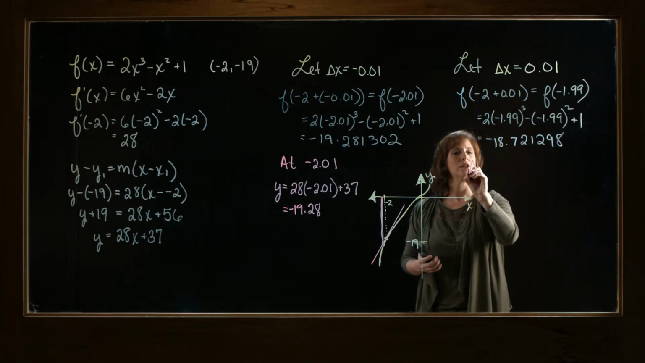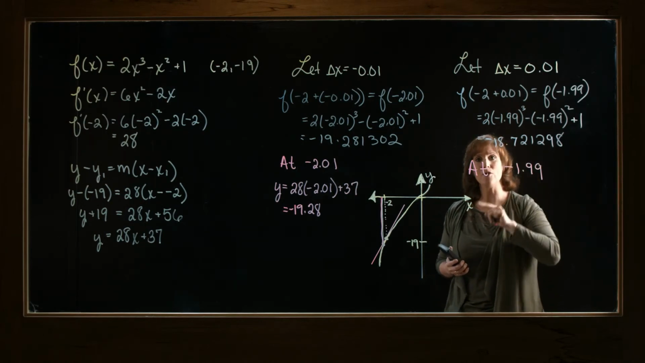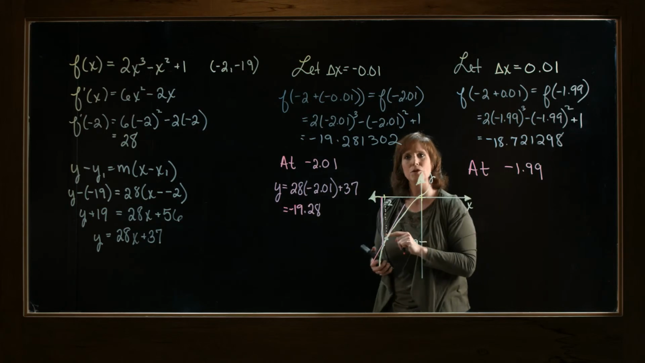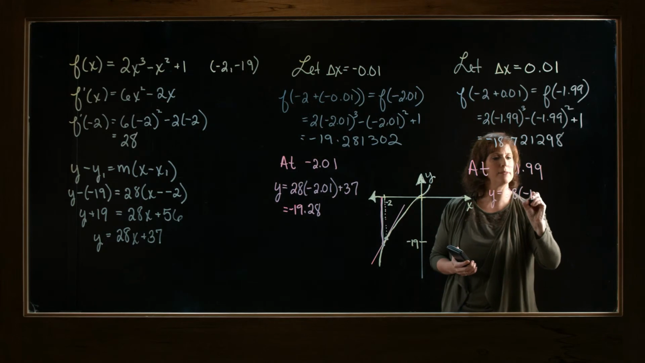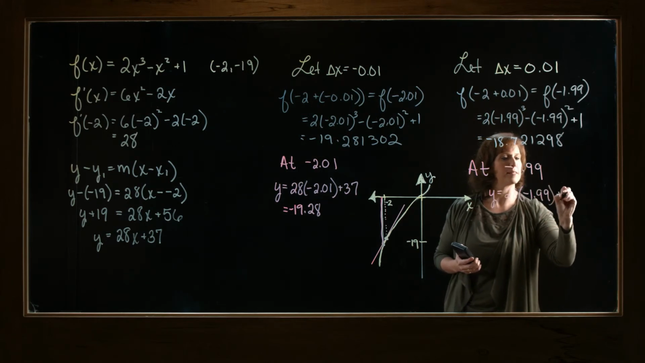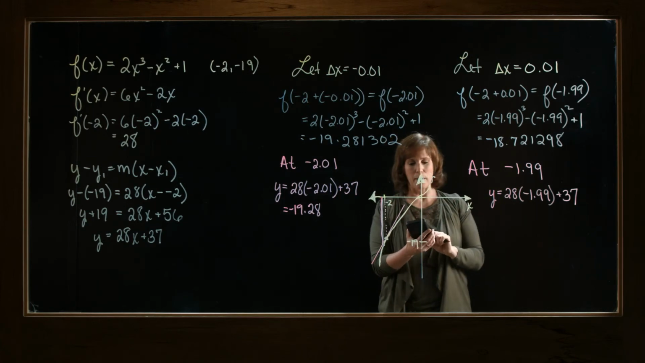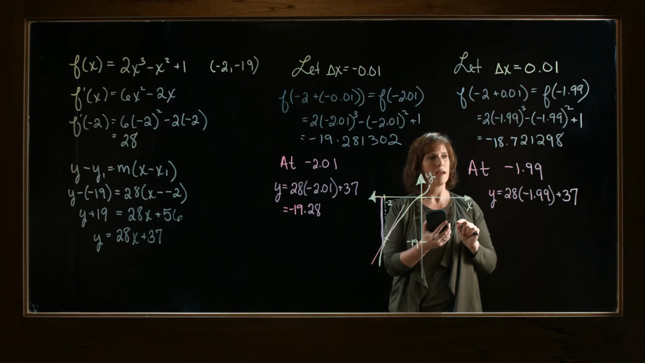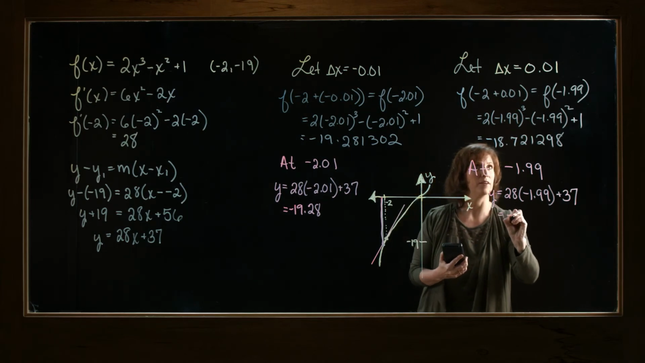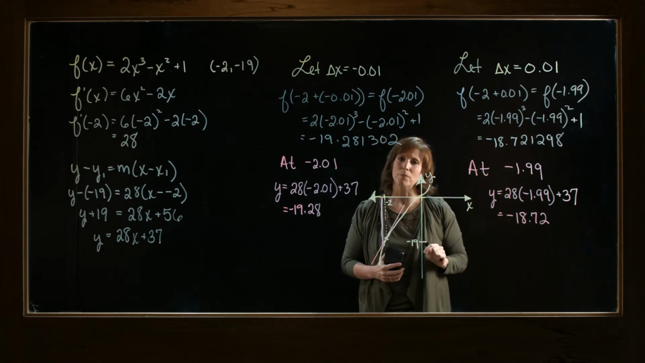All right, it's time to repeat the whole process, but I want to see what happens at my tangent line. So at -1.99, I'm now going to take that same input and plug it into the equation of my line. And I'll have y equals 28 times -1.99 plus 37. Again, some number crunching is required. So when I plug this into my calculator, 28 times -1.99 plus 37, I'm going to end up with -18.72. Again, the answers are a little bit different.